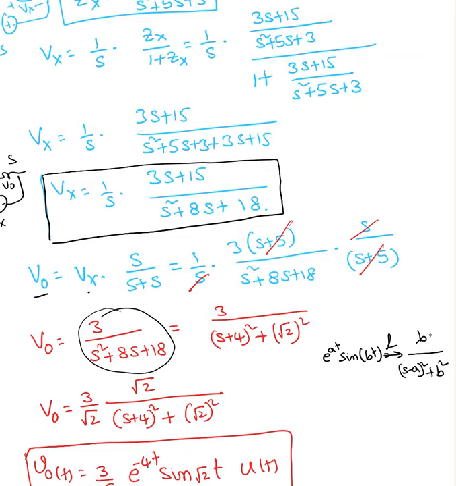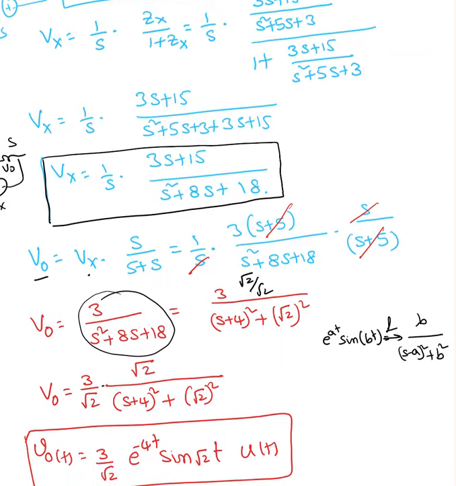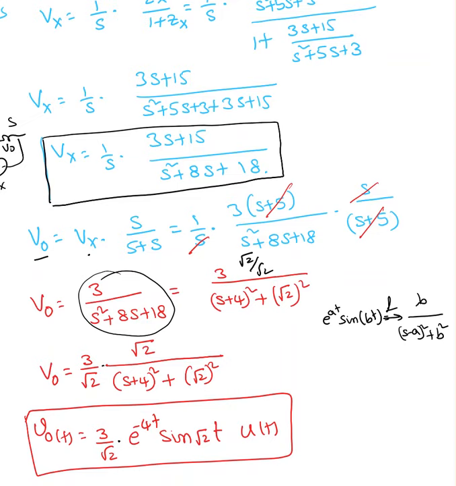Now I have to have b in the numerator. So to get that, b is square root 2, so I'm going to multiply and divide it by square root 2. So I have a constant 3 over square root 2 pulled out. Now I have square root 2 over (s plus 4) whole square plus square root 2 square. So 3 over square root 2 is the constant. So e to the power of at is e to the power of minus 4t, sine bt is sine of square root 2 t, and u(t) is a unit step function. So this is the time domain equation.